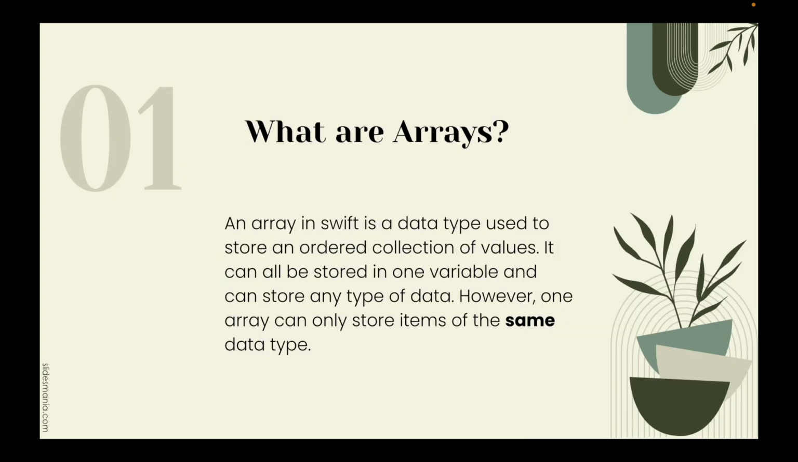So what are arrays? An array in Swift is a data type used to store an ordered collection of values. It can be stored in one variable and can store any type of data. However, one array can only store items of the same data type.